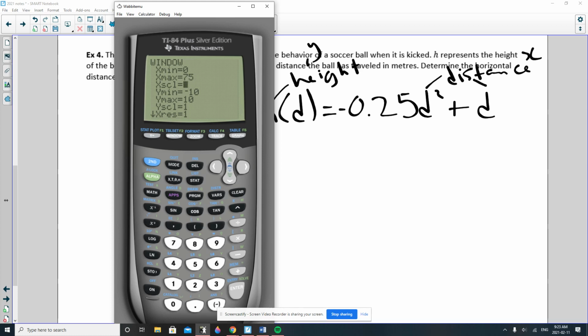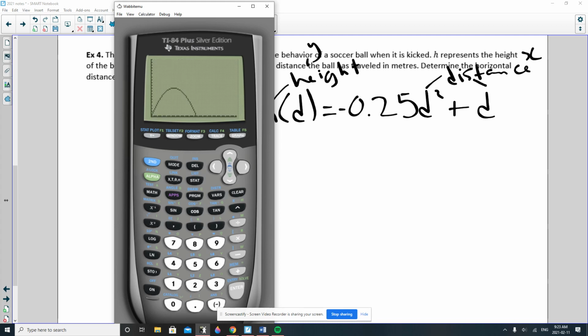I always leave this XScl at 1, that's just talking about the scale, leave it at 1 for now. The y minimum. Now we're talking about y, which with respect to this question is height. So what is the lowest height you could kick a soccer ball? Well, it's just on the ground, right? It'd be at 0. What's the highest I could kick it? Maybe I could kick it up high against gravity. I don't know, 20 meters would be a lot. I feel like maybe not. All right, there we go.